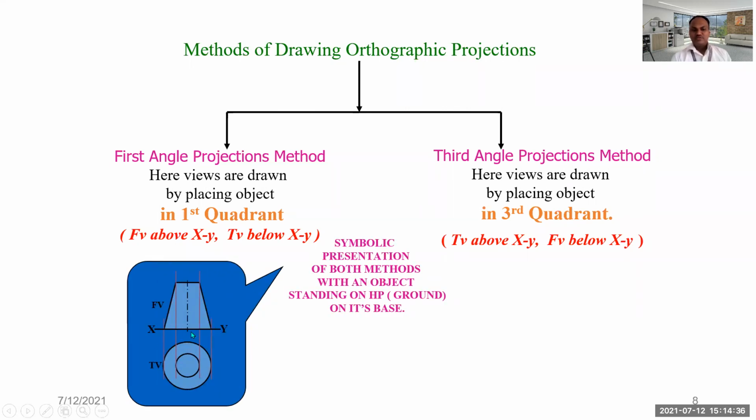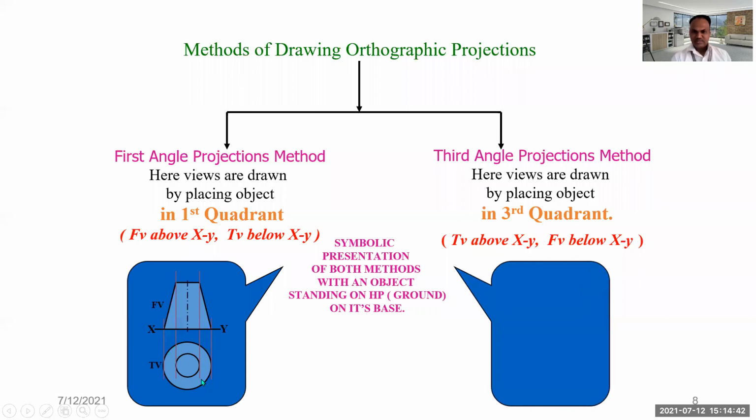This is the symbol of the first angle method of projection. The front view will be on the upper side and the top view on the bottom side. And in case of the third angle method of projection, the top view will be on the top side and the front view will be in the bottom, below the XY line. That we have to remember.